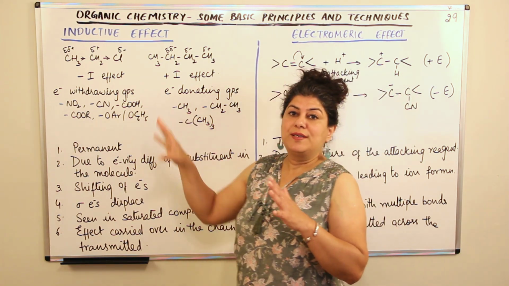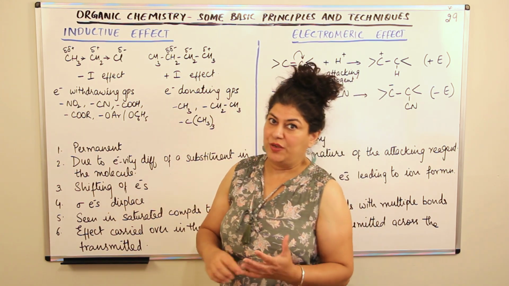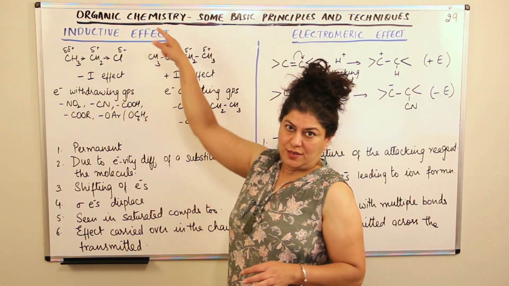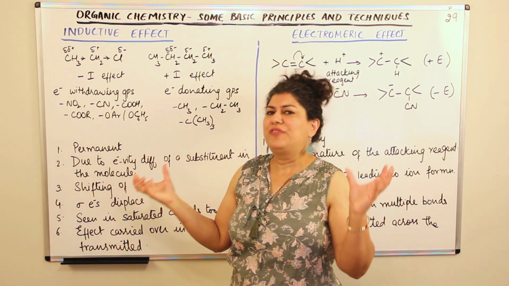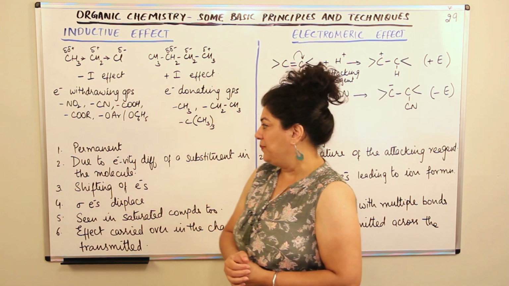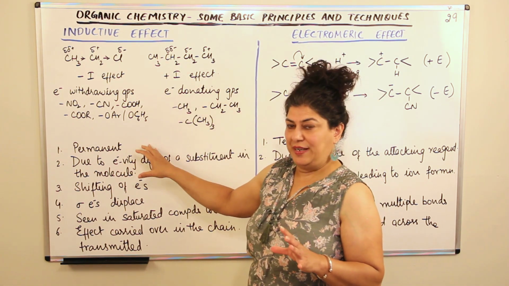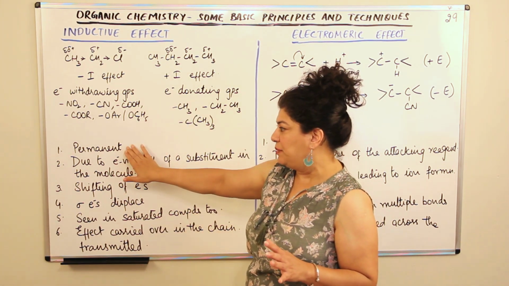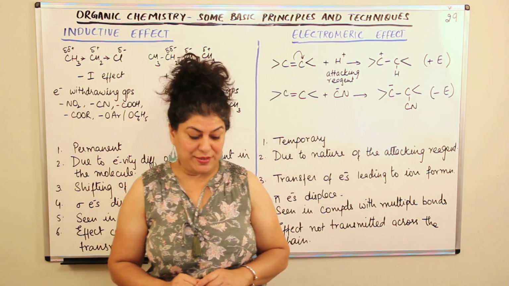If you want to understand these individually in depth, I would encourage you to watch the videos that we have done on these, titled Inductive Effect and Electromeric Effect. But as we do the differences, it will become clearer to you. Each one will become clearer to you. Inductive effect is a permanent effect, right? These are the differences. It's a permanent effect, and electromeric effect is a temporary effect.